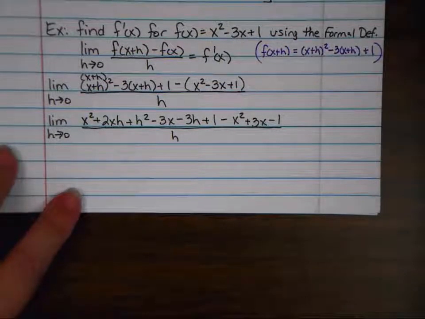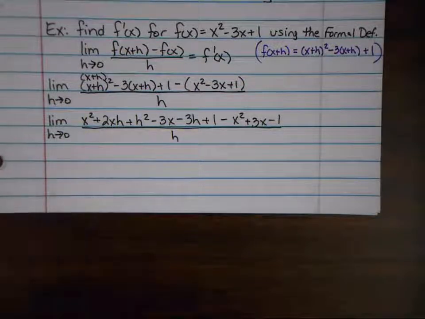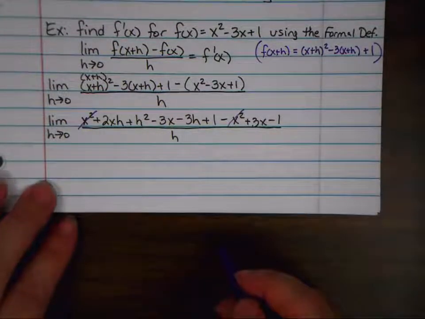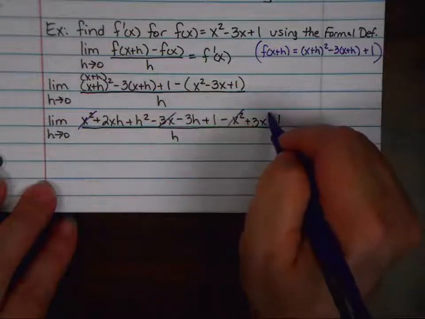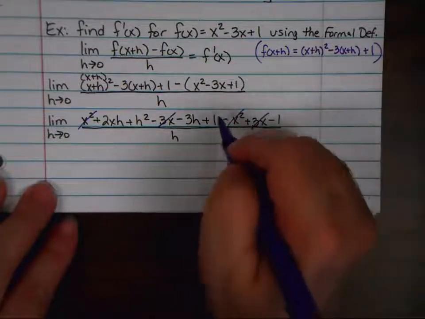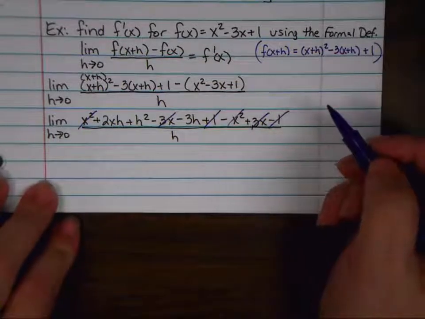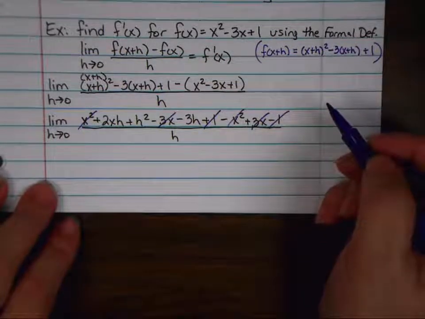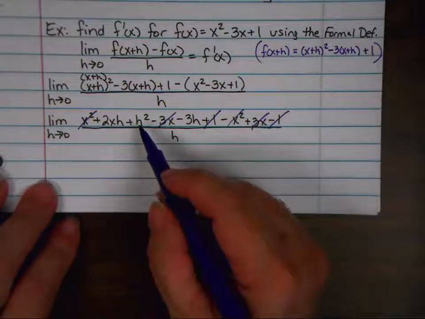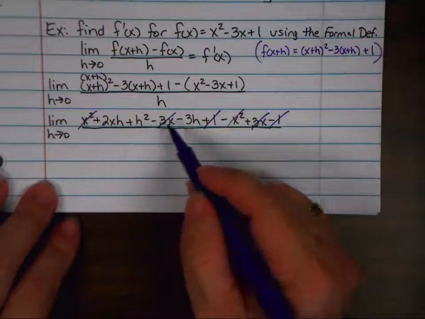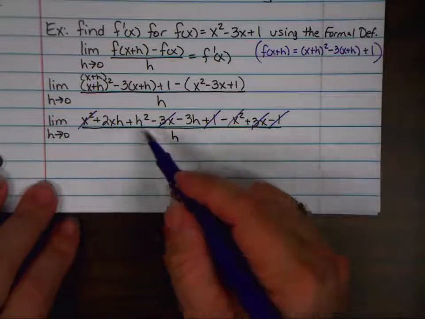Okay, do you guys see any like terms that are going to collect together or possibly even cancel? What cancels? X squared, x squared, boom, x squared. What else? I see the 3 x's, and I heard somebody else say the 1's. Yeah, the 1's cancel also. Anything else cancel or add together? Actually, everything else is still different, so I can't add them together.